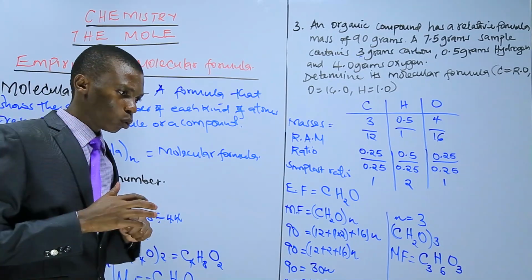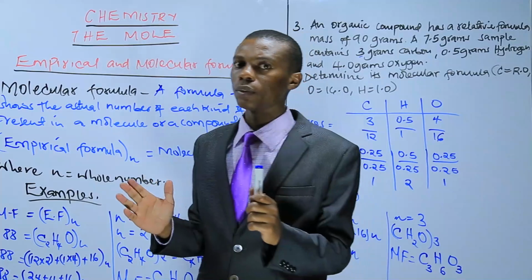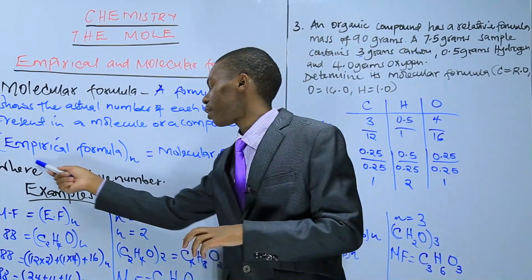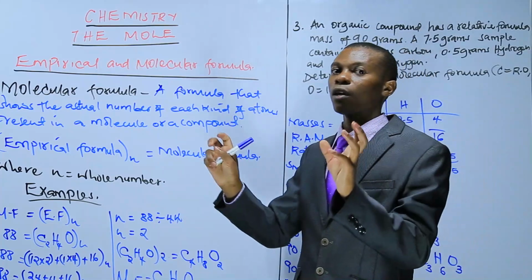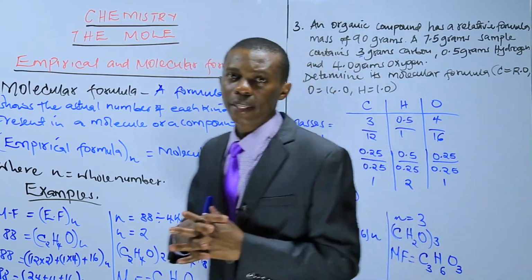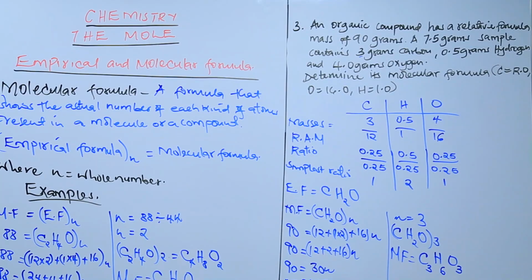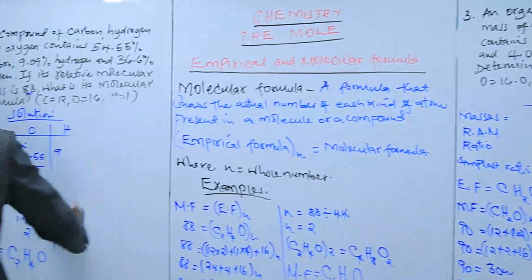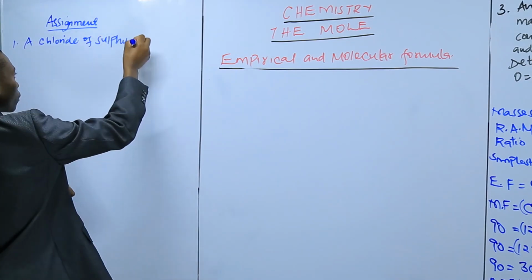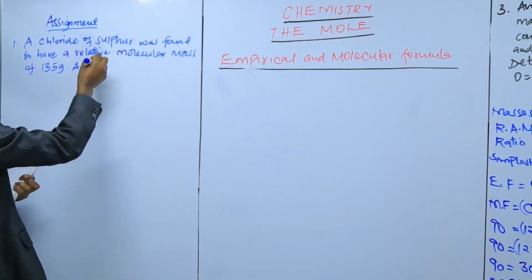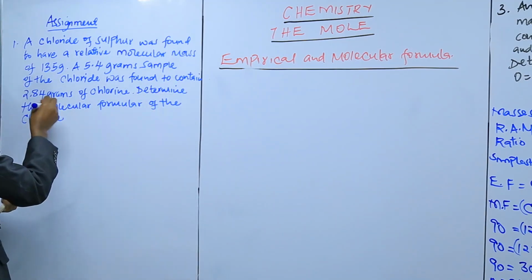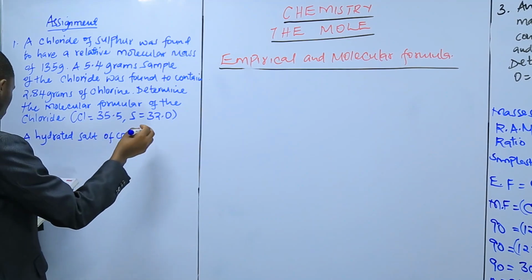Therefore, ensure that you are able to calculate the molecular formula of compounds. You start by calculating the empirical formula. Then once you get the empirical formula, you multiply it by a certain whole number, and that is now going to give you the molecular formula. And it is that easy. I want to leave you with this assignment. That is the assignment.